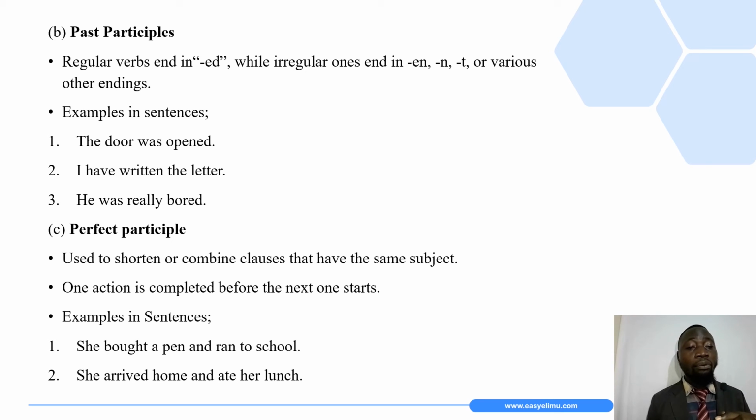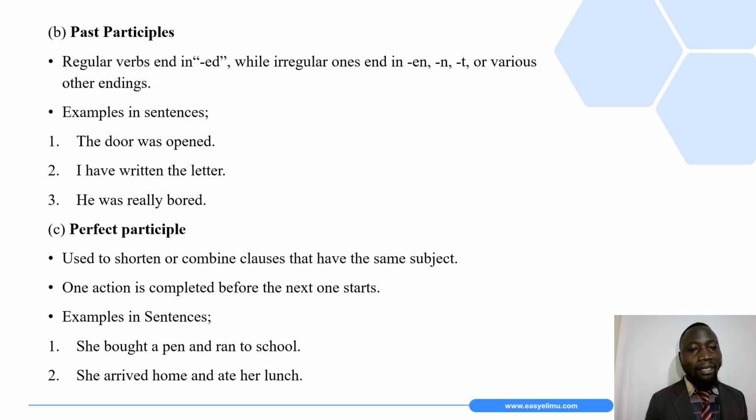The first example is: the door was opened. Looking at the auxiliary verbs used, was is an auxiliary verb in the form of the verb to be. It is used in the past tense, and it talks about something that happened, maybe at a point in time in the past.